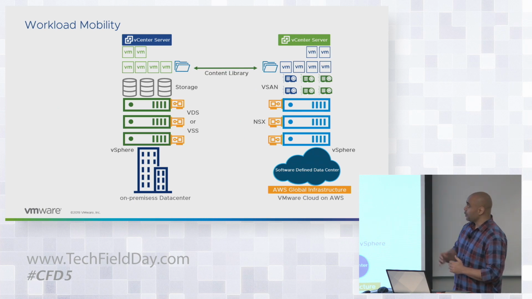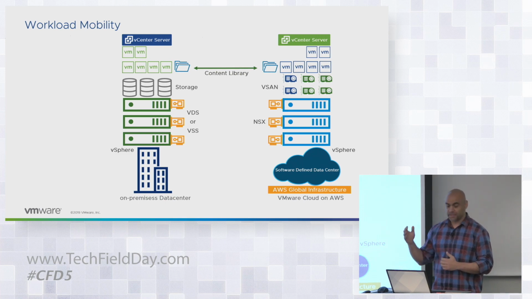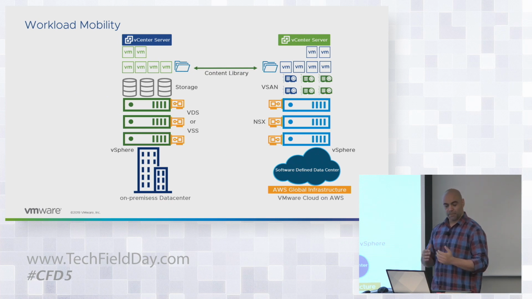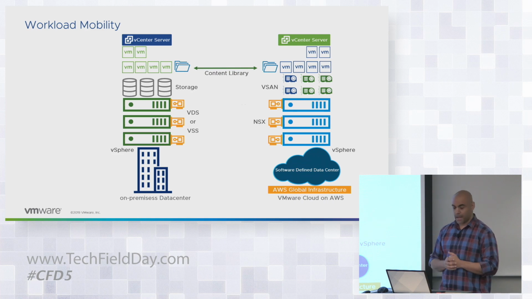Now on the VMware Cloud on AWS side, again, it should look familiar because it's the same management plane that I have on-prem, which is vCenter, and I have it in the cloud too. As far as storage goes, we're leveraging vSAN. For network, we're doing NSX, but again, you don't need to have NSX on-prem for this. You can mix and match. We're also leveraging AWS services as well.